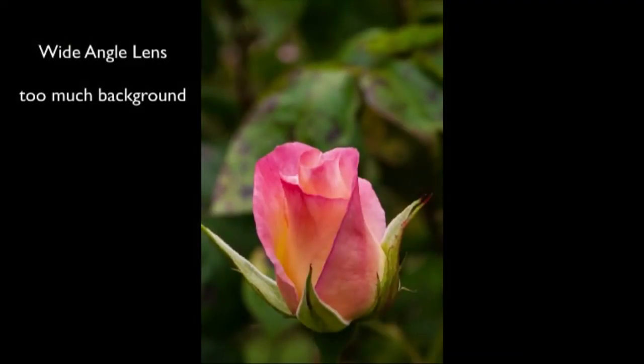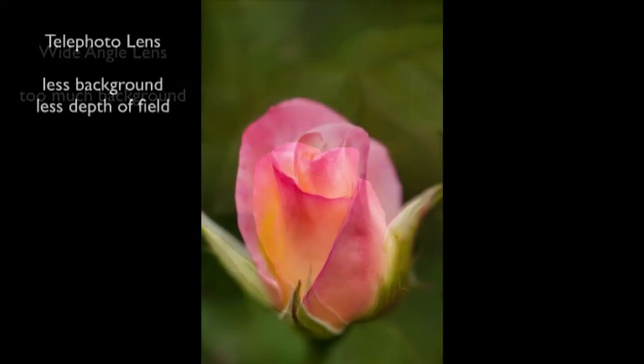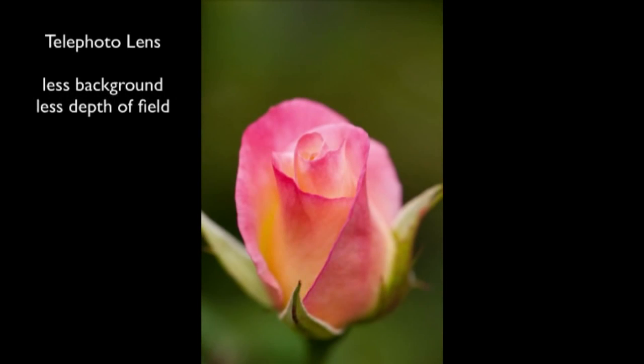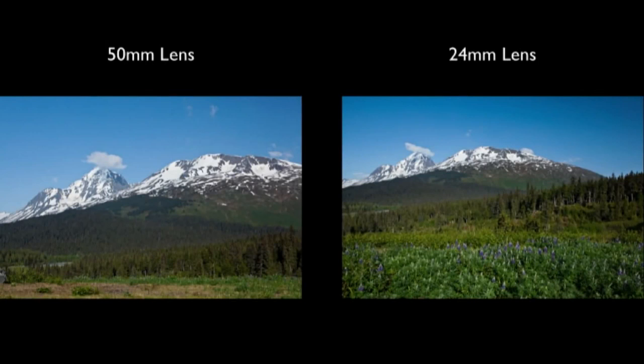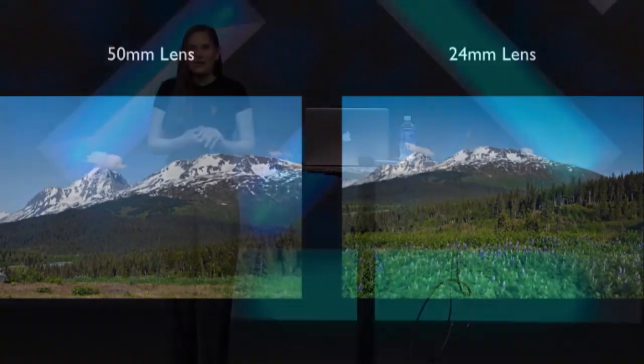So we want to use our distance to the subject. If we want to isolate a subject, we want to get farther back. And if we want to include more of the landscape, we want to get close to our foreground elements, right? Of course, you can break all these rules and do anything you want.